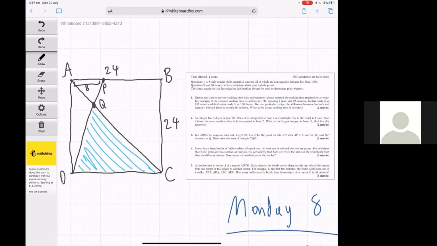We also know exactly what the length is of this bit. It's 8, which is exactly a third of the entire side length. And we don't know exactly where Q lies just yet. But because we know some lengths, like the 24s, and we know some proportions, it would be really useful if we could establish some sort of similarities, because then we know how the areas scale.